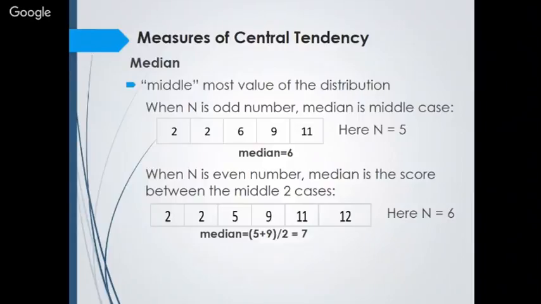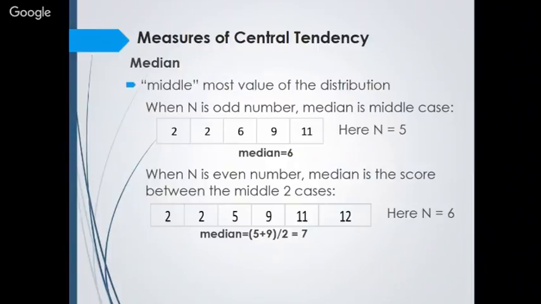Here, in the example below, five items are there. So 5 plus 1 is 6, and 6 divided by 2 is 3. So we take the third item as the median. In this particular series 2, 2, 6, 9, 11, the third item is 6, and we can say that 6 is the median of this series.